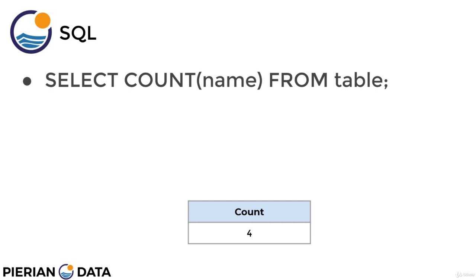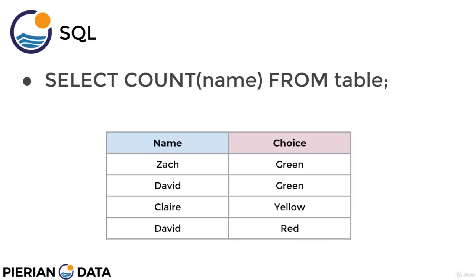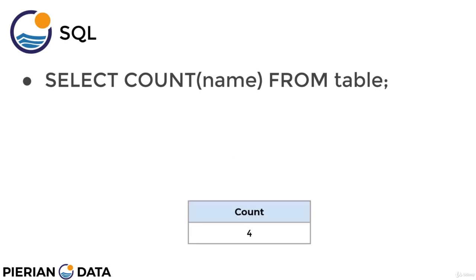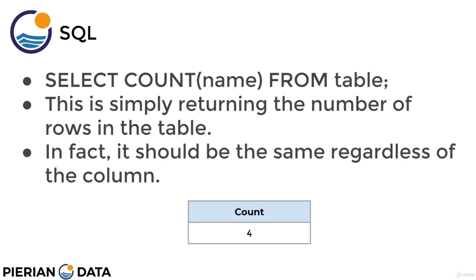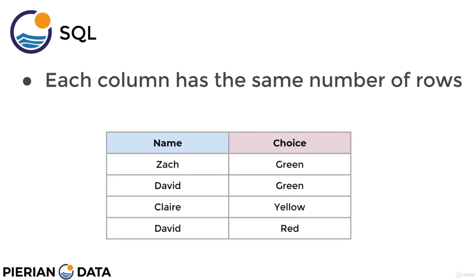If we were to count the number of names from table, that's just asking for how many rows there are in the name column, which is going to be 4. So the result will be count 4. So again, it's simply returning the number of rows in the table. In fact, this should really be the same regardless of the column we call, because each column has the same number of rows since they're literally in the same table.